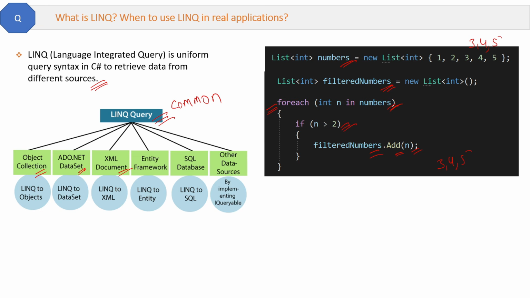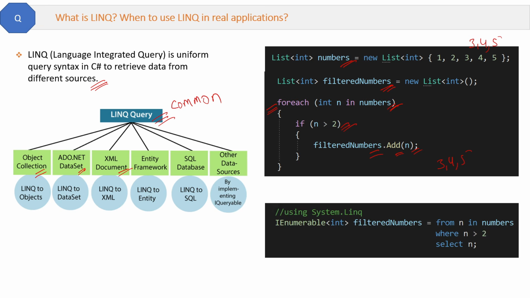So through LINQ we have this simple way to do it. See here, numbers is the main collection list. This n is the variable like the n we had in the foreach loop. Then where is the condition. At last, whatever the LINQ query gives as the result, we are selecting it and assigning to the filtered numbers list here. Now let me tell you straightforward, if you are familiar with SQL queries, then writing these queries will be very simple for you. I hope now you understand what is LINQ.